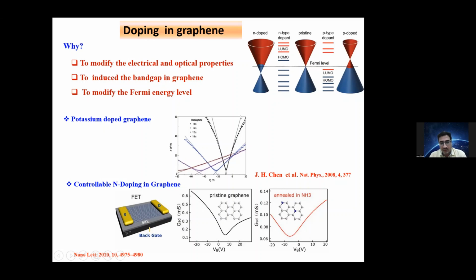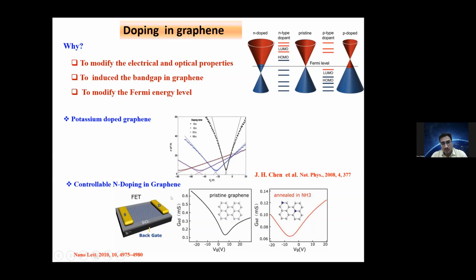So this is the pristine graphene. The slope of this curve actually decides the mobility of the charge carrier. When we dope, the Dirac point shifts toward the negative gate voltage. When we further increase the doping, it moves further toward negative voltage. But here one interesting thing: the mobility decreases because the slope decreases. So we can tune the property, but we reduce the mobility.